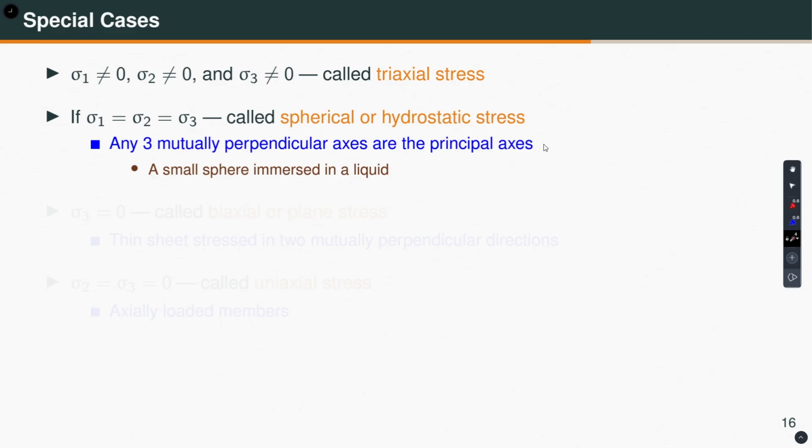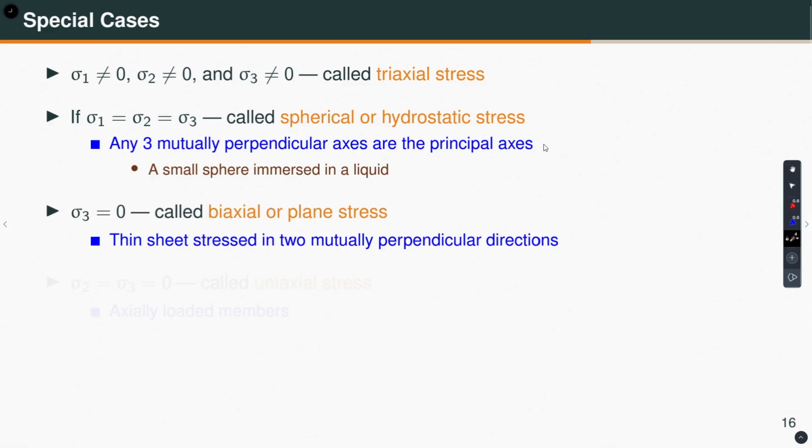So, the state of stress in that sphere will be kind of hydrostatic. Okay. If sigma 3 is 0, then we have only sigma 1 and sigma 2, then it is called biaxial or plane stress. A thin sheet subjected to, let us say, stresses on its plane, right. So, that is plane stress.